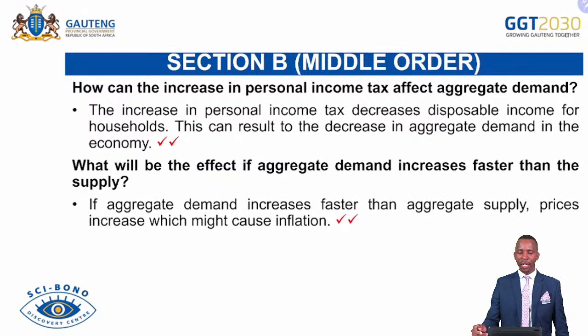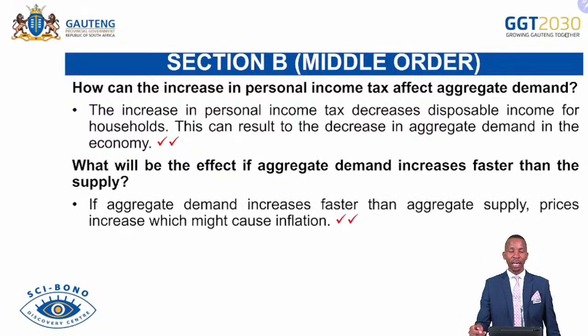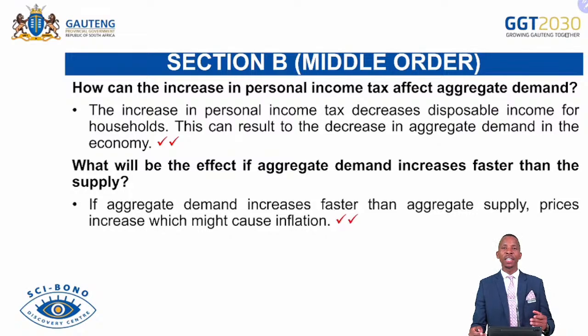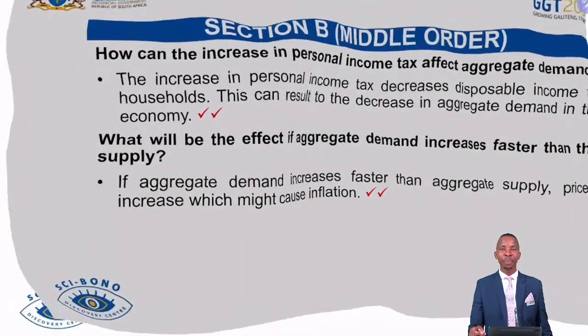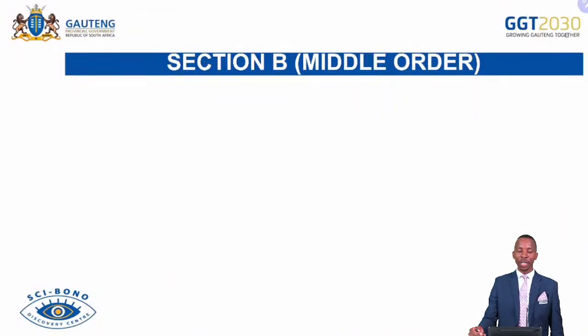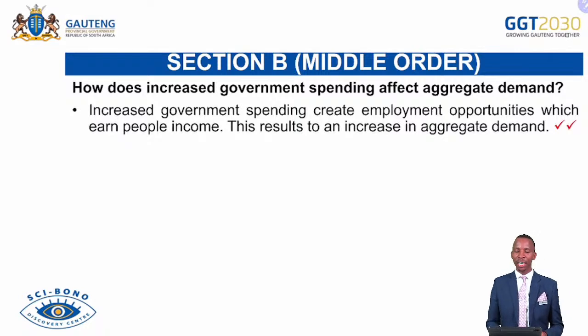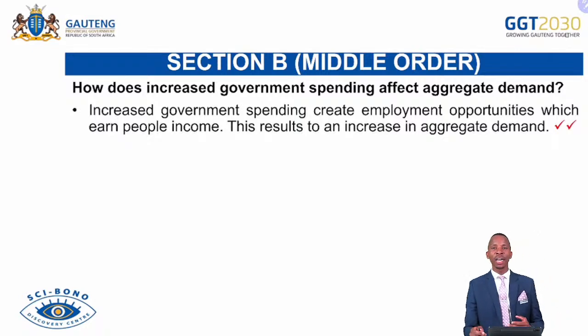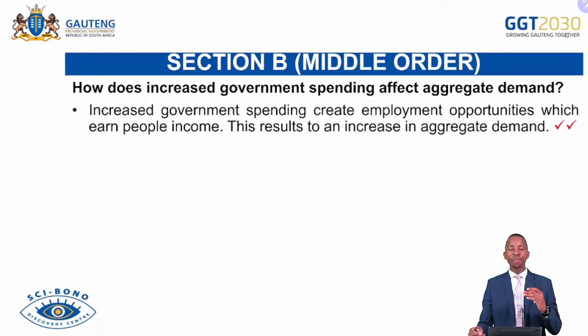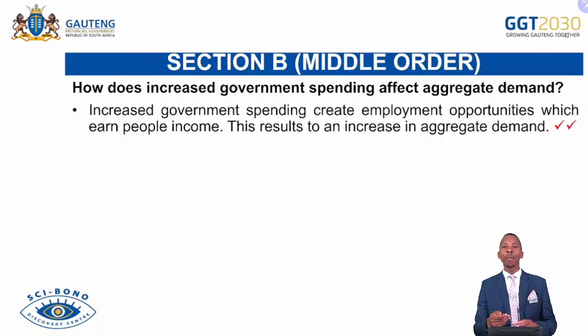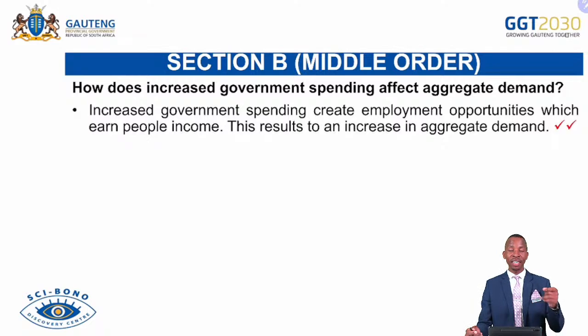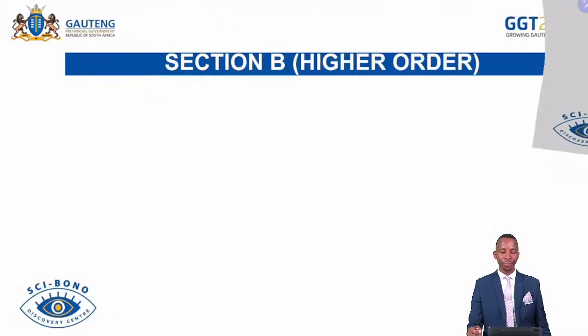What will be the effect if aggregate demand increases faster than the aggregate supply? We know that if the demand increases more than the supply, that will create inflation. So the prices will be increasing significantly, leading to inflation. We continue. How does increased government spending affect aggregate demand? We know that if ever the government spending is increasing, that creates enough opportunities in the economy, which include employment opportunities. Therefore, people will be receiving income, and then the demand in the economy will be increasing.